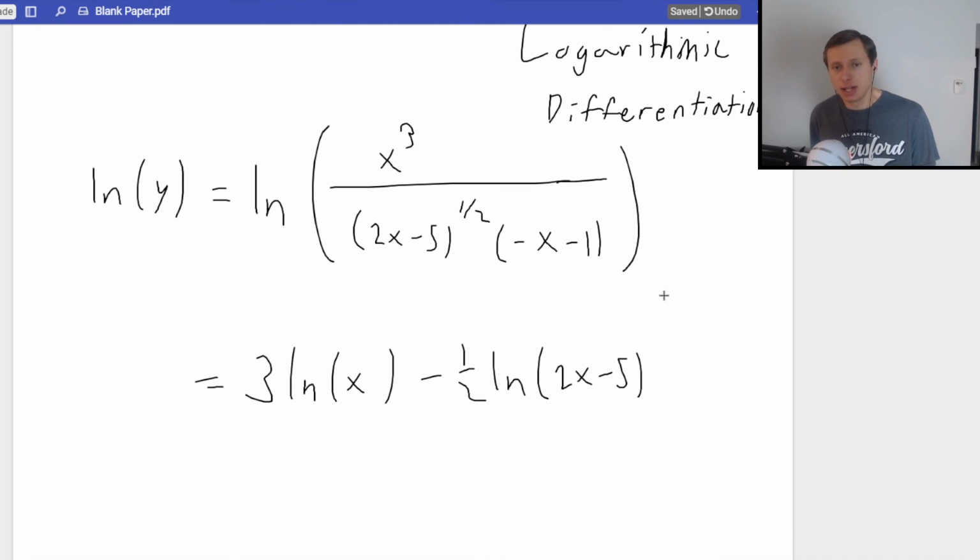And then the last one, negative x minus 1. Again, that's going to be a minus natural log of negative x minus 1. That cannot be simplified. There's no power that we need to deal with. The left side is still natural log of y.